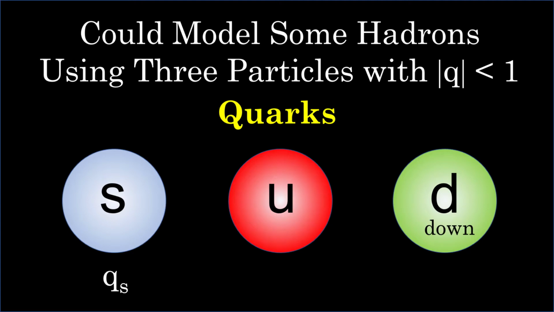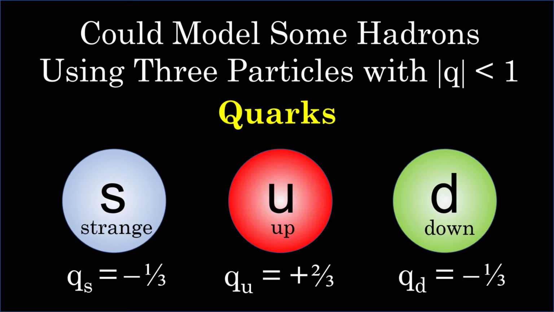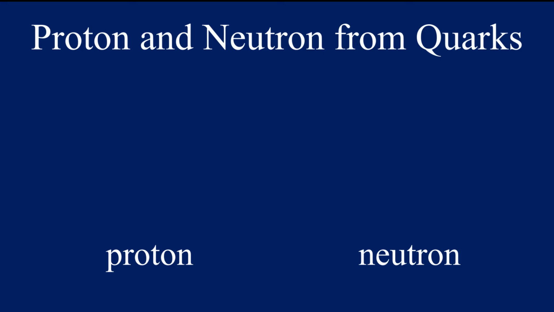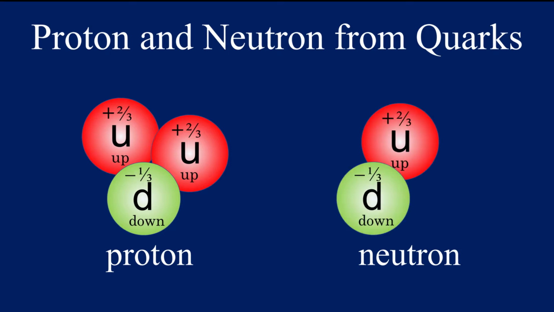The charge of the D or down quark had to be equal to that of the S or strange quark, but the charge of the U or up quark was the strange quark charge plus 1. He set the strange quark charge to minus 1/3, giving the down quark a charge of minus 1/3 and the up quark a charge of plus 2/3. This allowed him to make the proton one down quark and two up quarks, giving it a charge of plus 1, and the neutron one up quark and two down quarks, giving it a charge of 0.